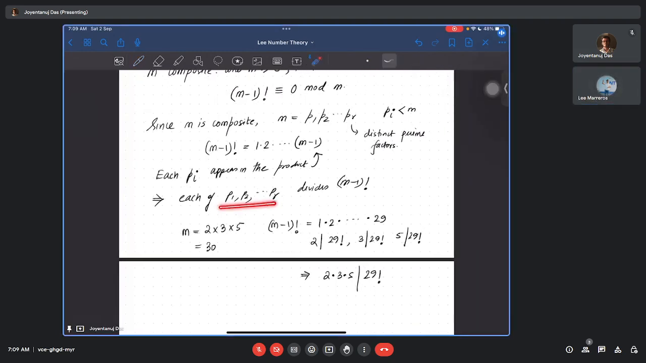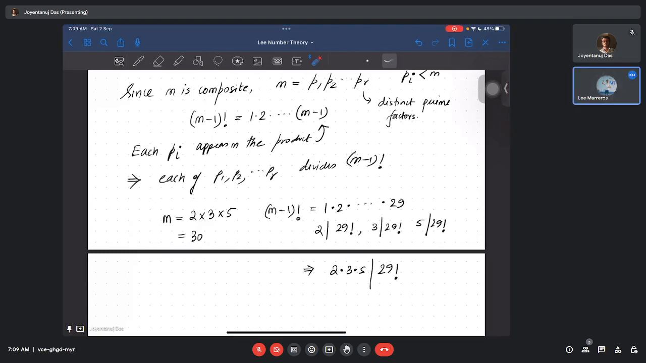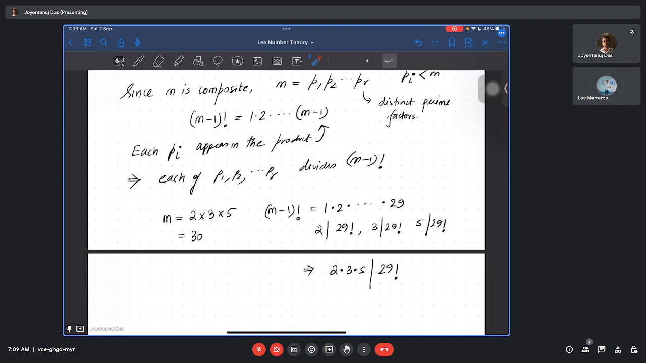So each of p1, p2, up to pr divides this one, so their product will also divide. But I see their product is nothing but the original number. So m must also divide m minus 1 factorial. Right. Okay. So now the case is when they are not distinct, right? Then what will happen?